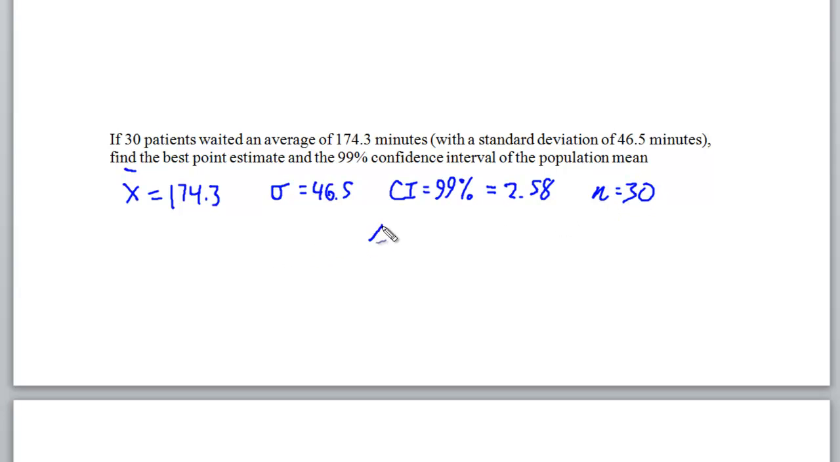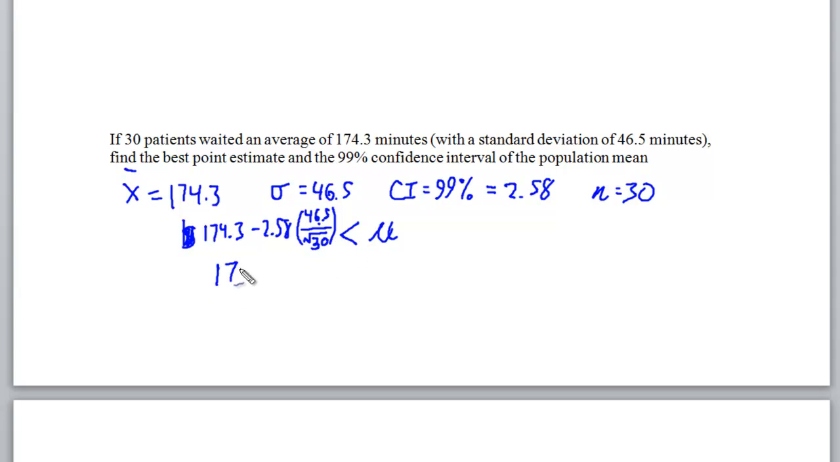Okay, let's put mu in the middle here, and we'll do the left tail first. We'll go 174.3, looking at the previous problem there, minus 2.58 times a quantity of 46.5, there we go, put that decimal point there, 46.5 divided by the square root of 30, because we have 30 people in our sample.